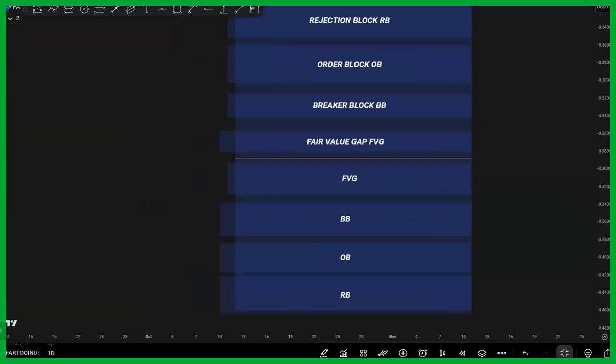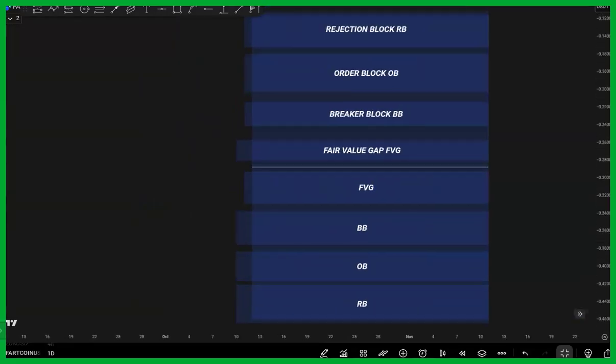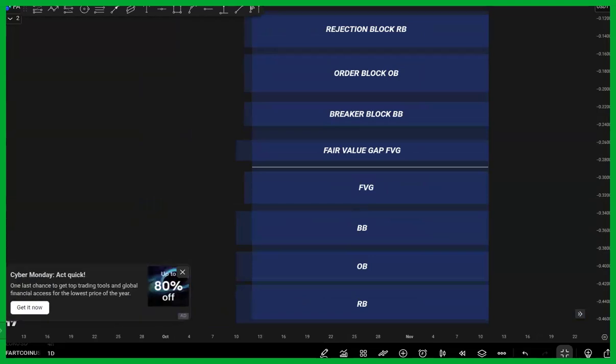So now, what is a fair value gap? Now, a fair value gap is just a situation in the market, or rather, just a level in the market where price moved in one direction quickly. All right, price moved in one particular direction quickly, thereby leading to a gap at that particular spot.